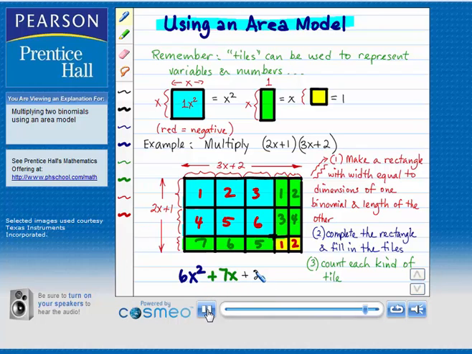And I could find the product by drawing a rectangle with a length equal to one binomial and a width equal to the other, and then filling in the rectangle and simply adding all the squares and tiles together. And that's the product, 6x squared plus 7x plus 2. Okay, well, I think that should give you an idea of how to do multiplication of binomials using tiles, or an area model, I should say.